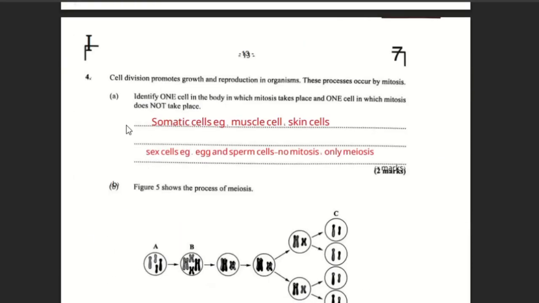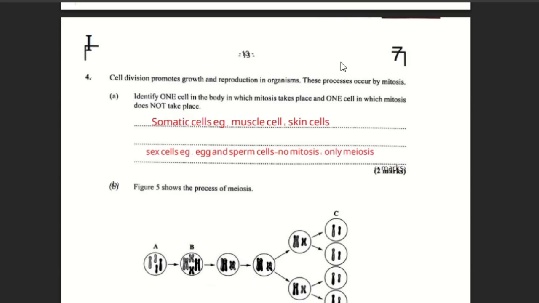Alright, so next up, this is going to be cell division. Cell division is very simple and straightforward. Cell division promotes the growth and reproduction in organisms, and these processes occur by mitosis. We have two types of cell division: mitosis and meiosis. But at first glance, this question is targeting specifically mitosis.